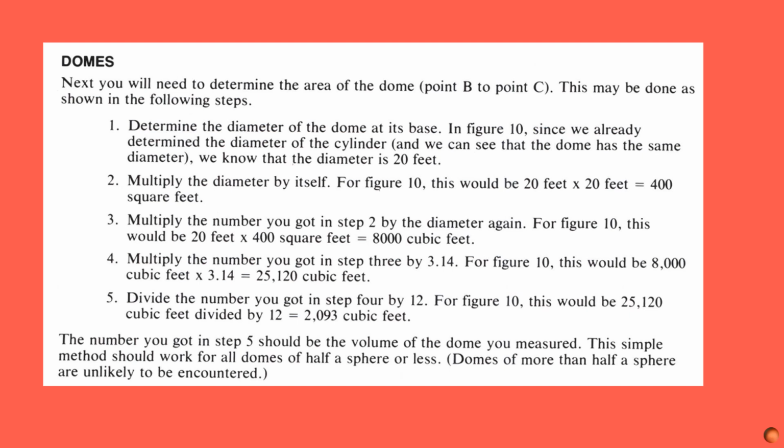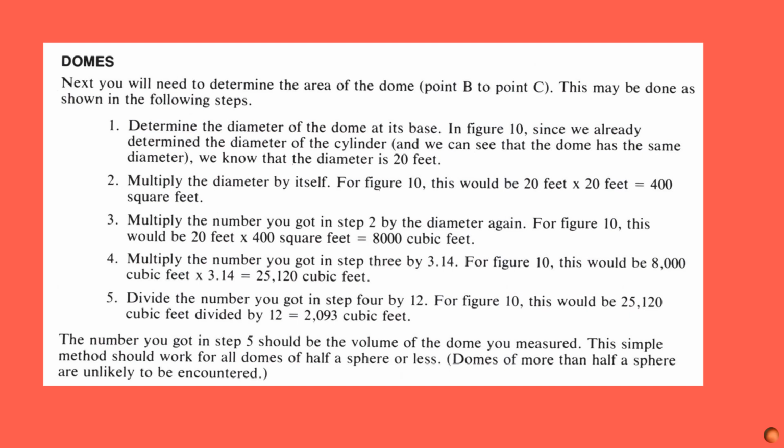1. Determine the diameter of the dome at its base. In Figure 10, since we already determined the diameter of the cylinder, and we can see that the dome has the same diameter, we know that the diameter is 20 feet. 2. Multiply the diameter by itself. For Figure 10, this would be 20 feet times 20 feet equals 400 square feet. 3. Multiply the number you got in Step 2 by the diameter again. For Figure 10, this would be 20 feet times 400 square feet equals 8,000 cubic feet. 4. Multiply the number you get in Step 3 by 3.14. For Figure 10, this would be 8,000 cubic feet times 3.14 equals 25,120 cubic feet.